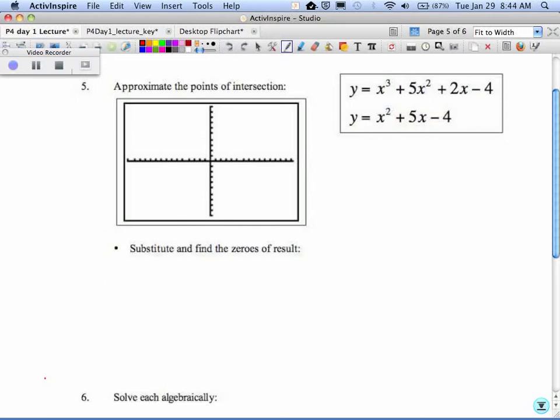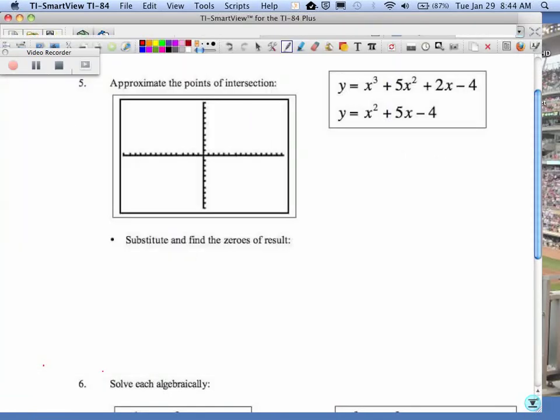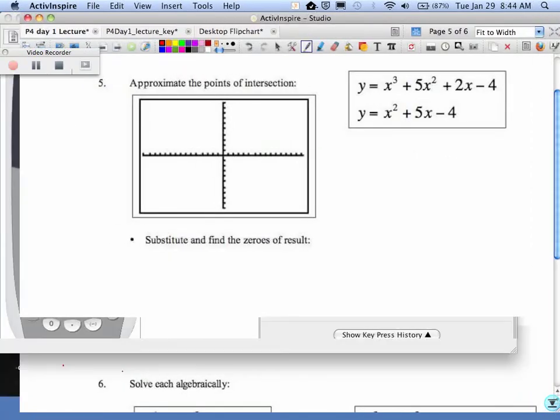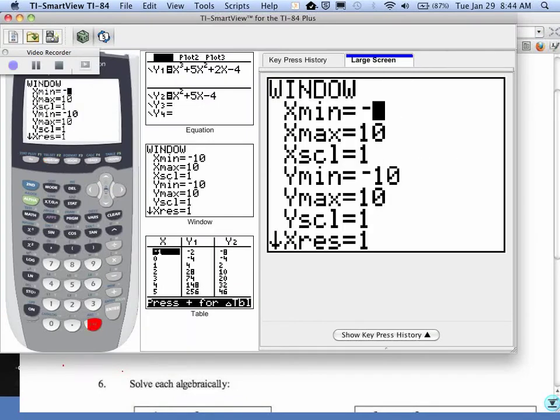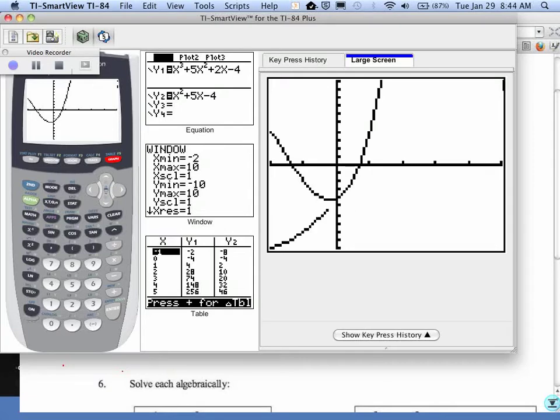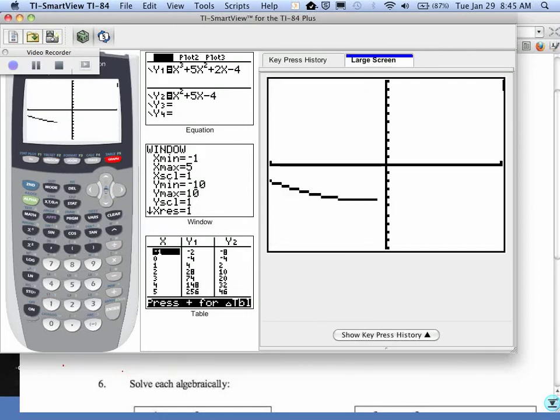So the thing you'd want to do here is with your window, maybe go -2 to 5, and let's see if we can see it. Even here we're having a hard time, but you can see there's a small gap there. -1 to 1. Still not the best, but we're zoomed in quite a ways. So that's the point of that problem. You guys can do that to finish it.